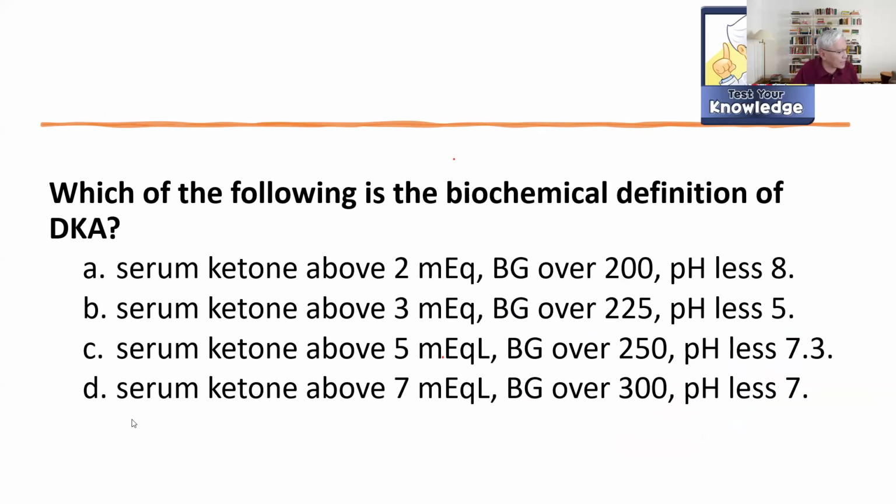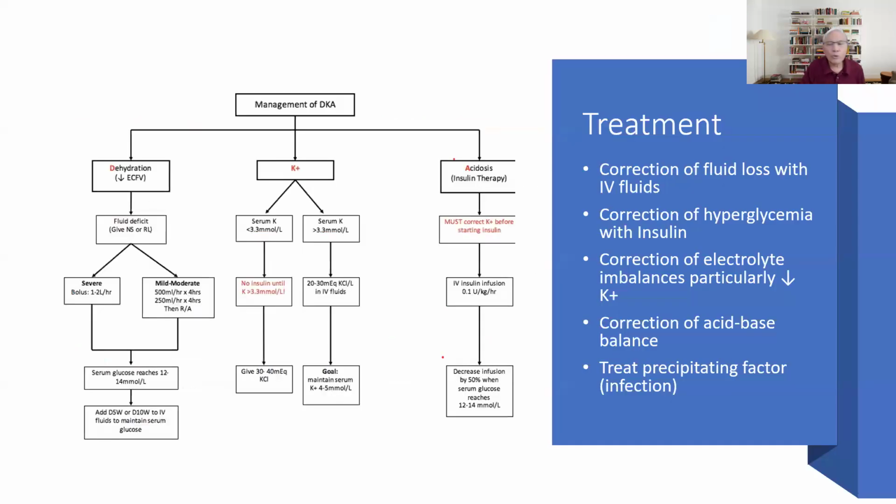Very good. You are all paying attention. That means to say that the correct answer here is going to be letter C. Notice that it has a ketone level above 5 MEQs. And this is going to be the standard. Of course, the blood glucose has got to be over 200 and the pH has got to be less than 7.35. Great. So let's now go to the management of DKA.